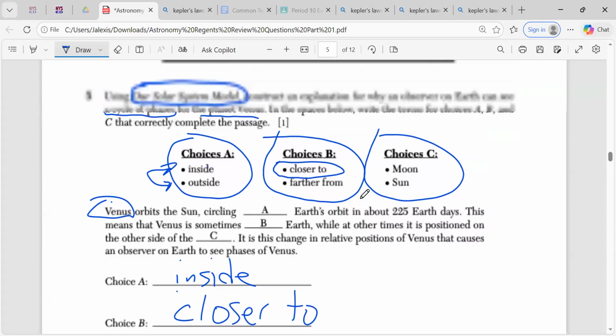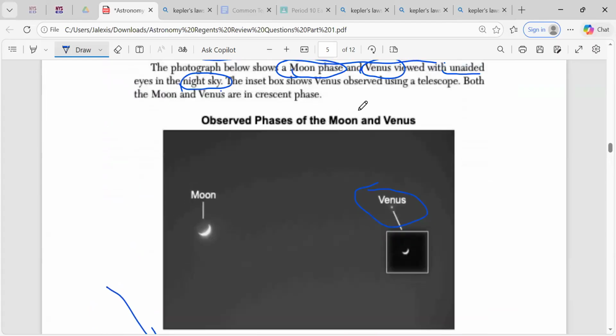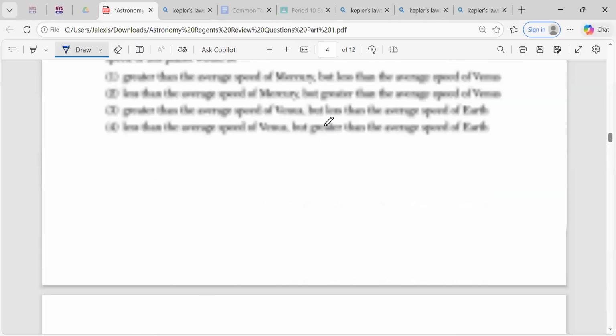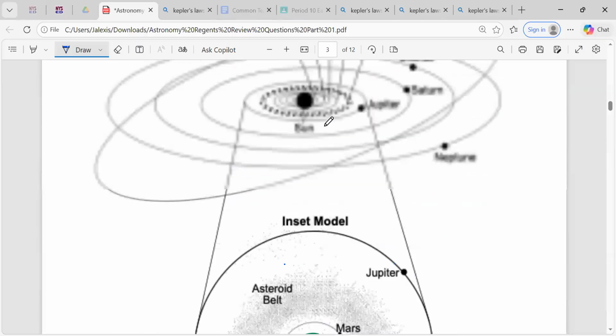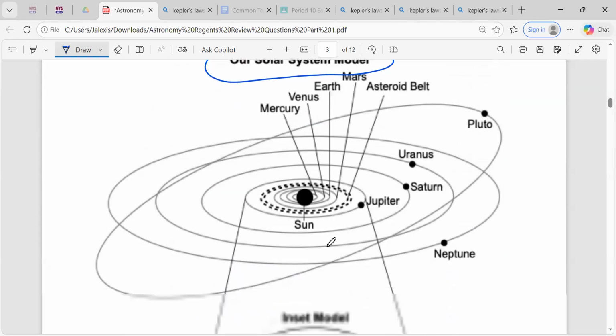Here's one thing that helps me. It says using our solar system model. That means the explanation that I am constructing, I have to base on evidence from our solar system model, not from here where the moon is discussed, but from our solar system model, which is right here. So when I look at my solar system model, I don't see anything about the moon.